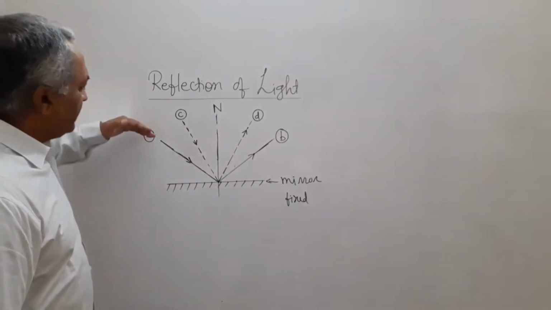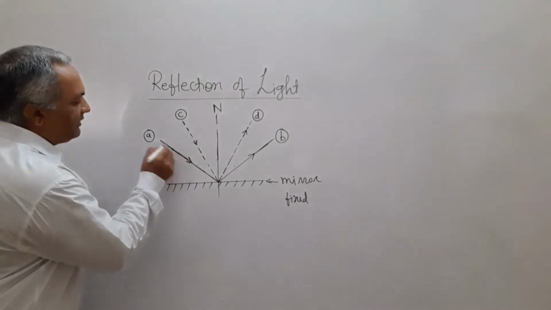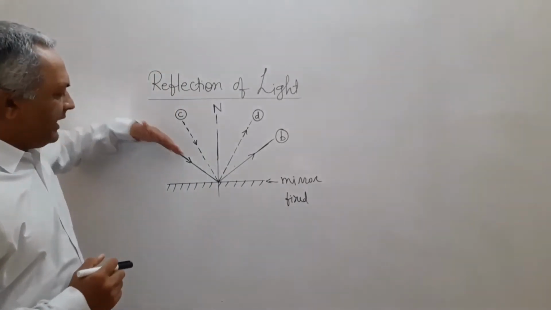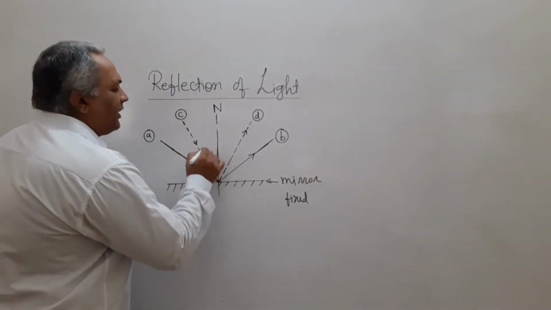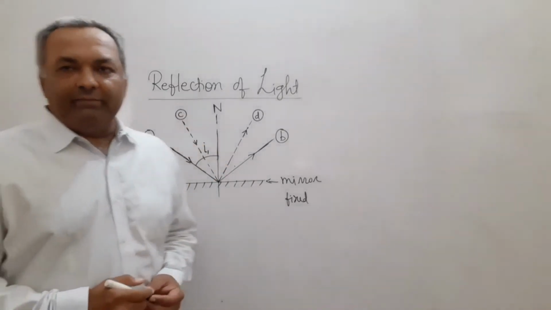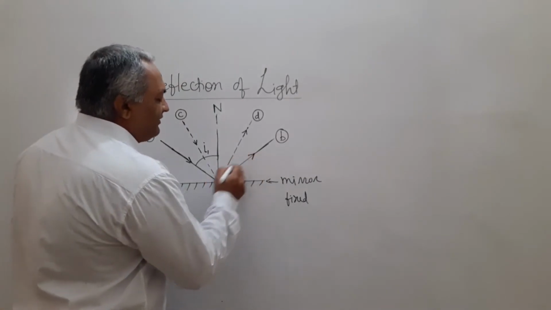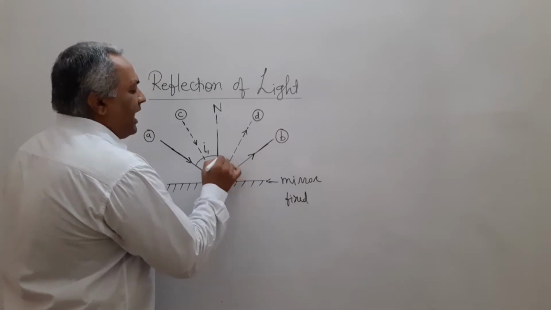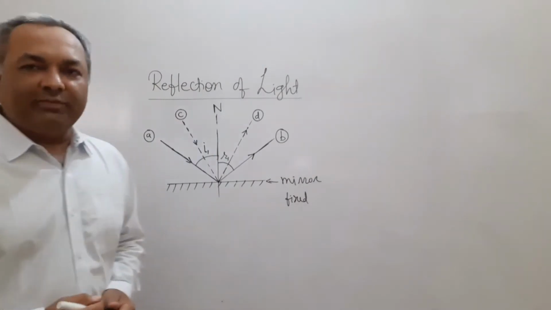Suppose this ray of light, marked by A, is the incident ray in the first case. So a ray of light, say A, is incident on the plane mirror. This is the angle of incidence for this ray, say I1. Now this ray of light gets reflected, and therefore this ray B is the reflected ray. Let us suppose that R1 is the angle of reflection for this case.